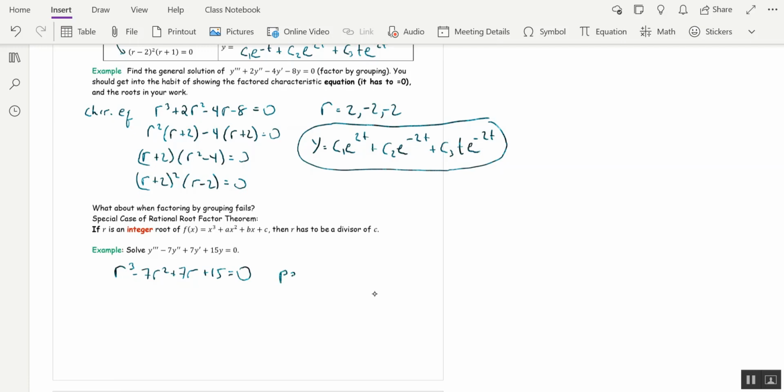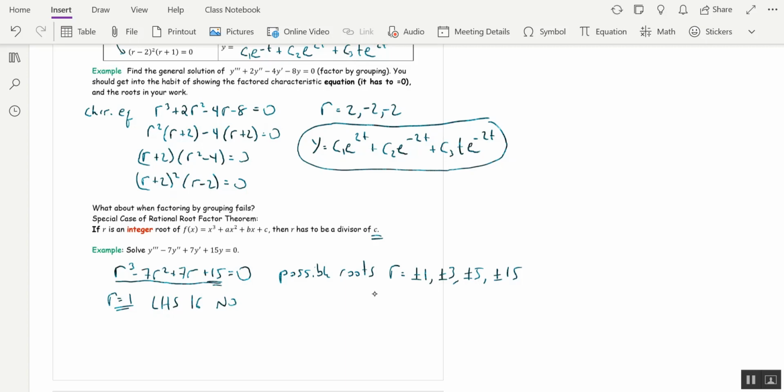So possible integer roots have to divide the constant term. That's 15. So divisors of 15 are plus or minus 1, plus or minus 3, plus or minus 5, plus or minus 15. I always start with the smaller numbers first. So we're just going to try these numbers and see which one is a root, if any. So let's try r equals 1. Plug it into the left-hand side of this equation, and the left-hand side turns out to be 16. 16 is not equal to 0, so no, that's not a root.